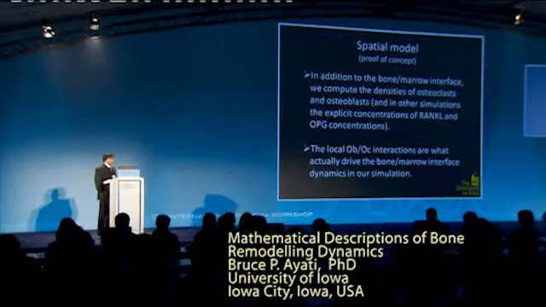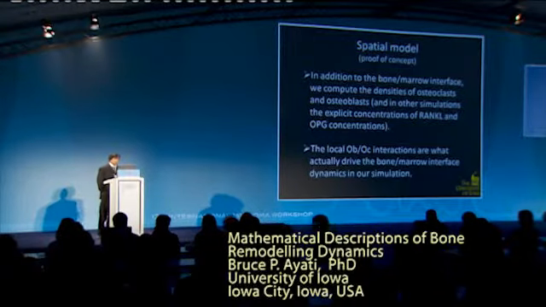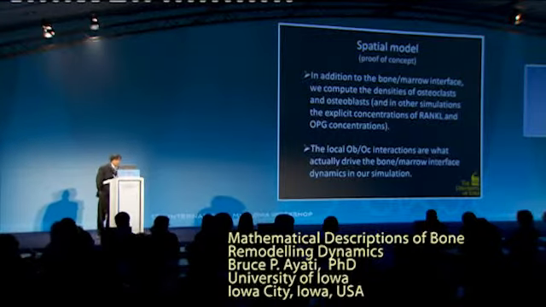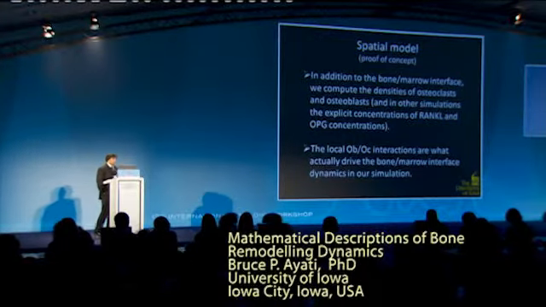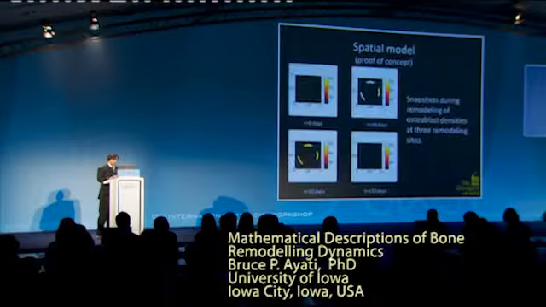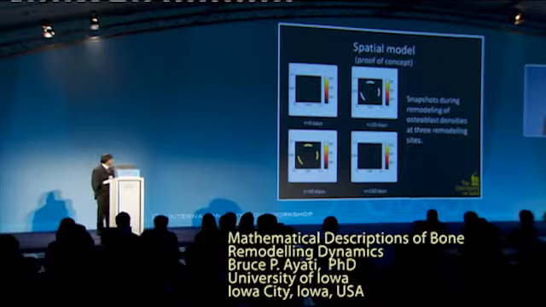When we did put in the RANKL and OPG concentrations, we didn't get essentially any different results. But again, we were dealing with a highly idealized model and a fairly simple geometry and system. But ultimately, it is these local osteoblast and osteoclast interactions that drive the bone marrow interface in our simulation. And so I just want to show you one slide where we've actually computed these explicitly.